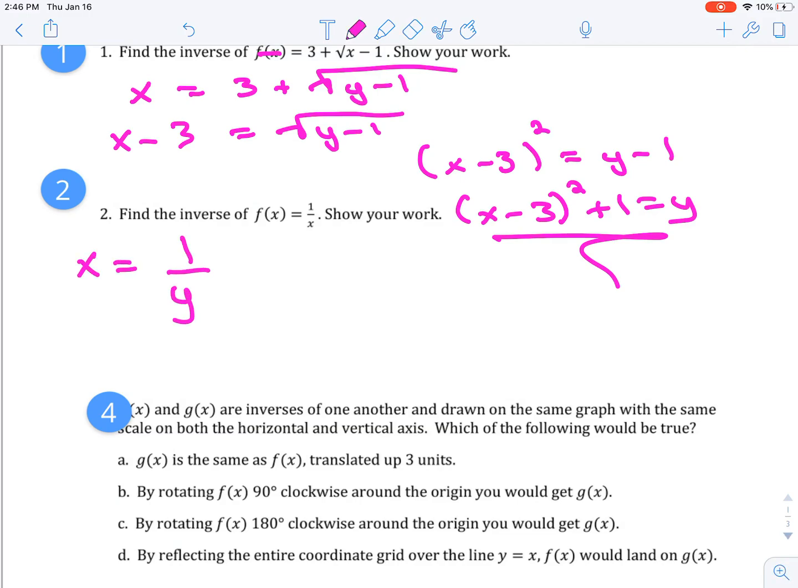Number 2, same thing. Okay, only one tricky step here. We've got to multiply both sides by y. And then we're going to divide both sides by x. And you'll see we get back to the same thing that we started with.